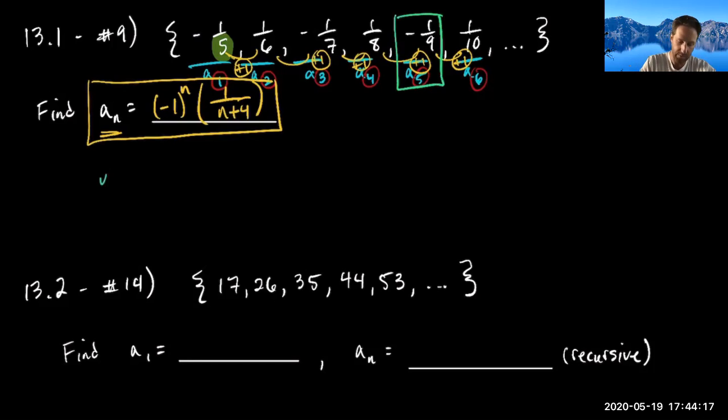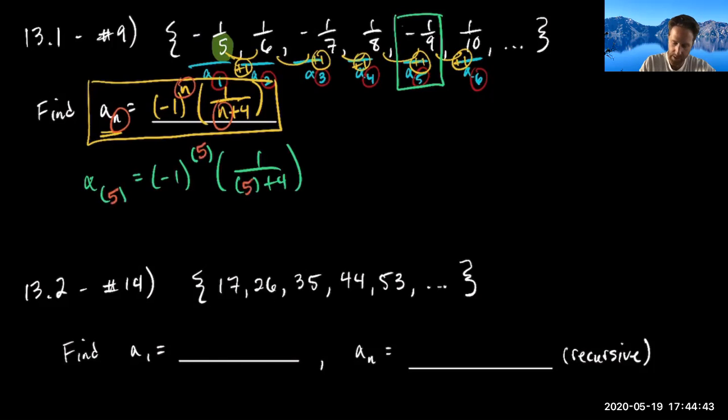And so if I was to find A5, then I know I'd be plugging in everywhere there was an N, that 5. And I'm going to change colors here just so that you can see I'm replacing all of the N's with a 5. And I want to make sure that it gives me out that -1/9.